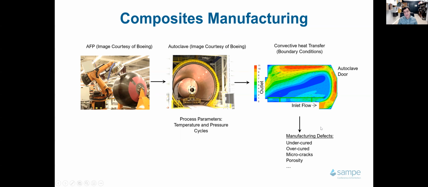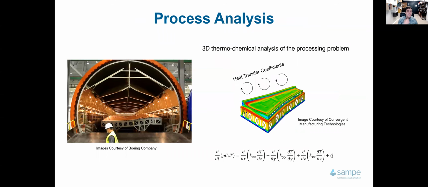Due to all of these complexities and process parameters, some of them we can control, such as temperature and pressure cycle, some of them we can't control, we will get different levels of manufacturing defects, including undercured parts, overcured parts, macrocracks, porosity, and so forth. So it becomes quite important to understand this process before committing to build large parts, and it becomes necessary to do what we call the thermochemical analysis.